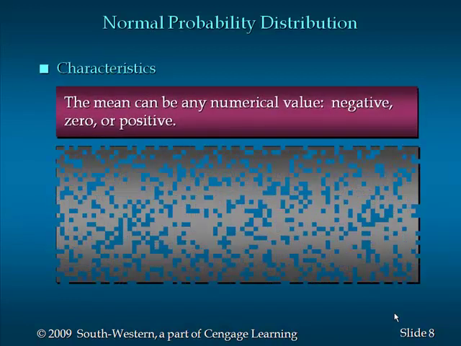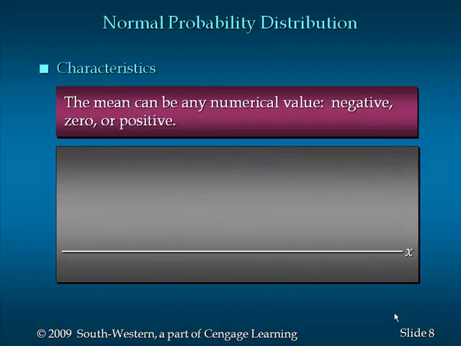As you can see as this graph unfolds, the mean of any normal distribution of a random variable can be any value, positive, negative, or 0.